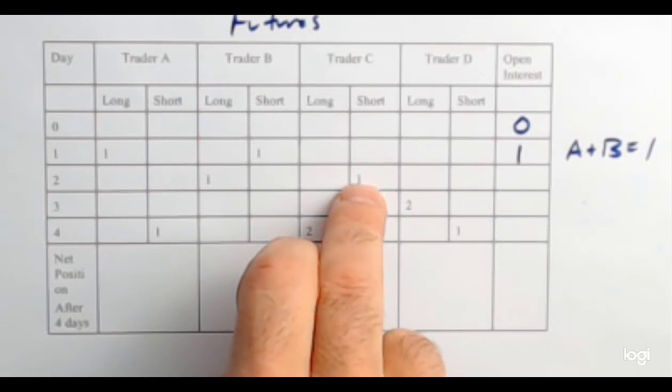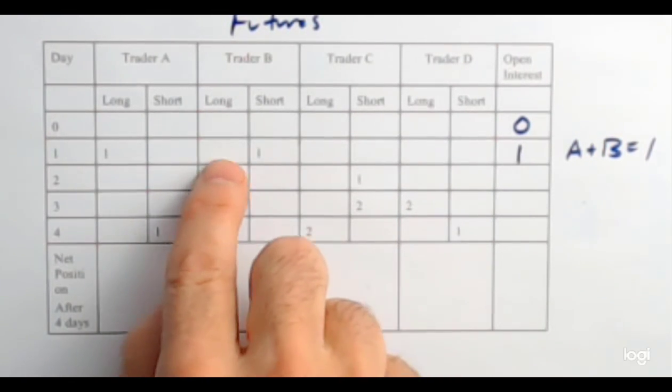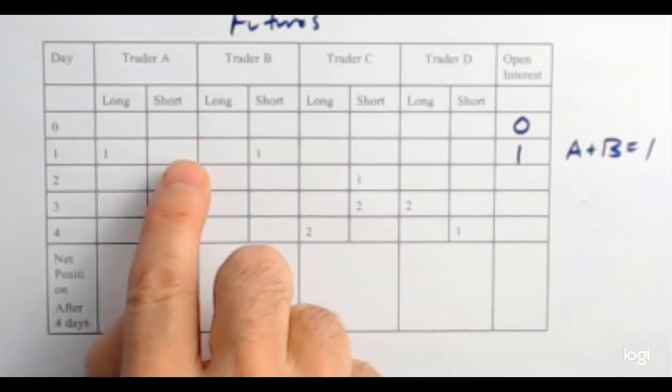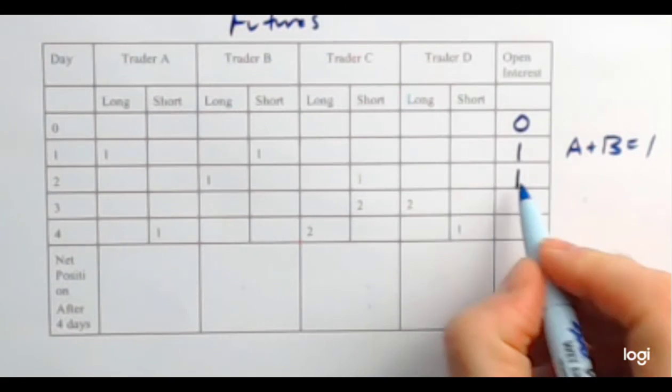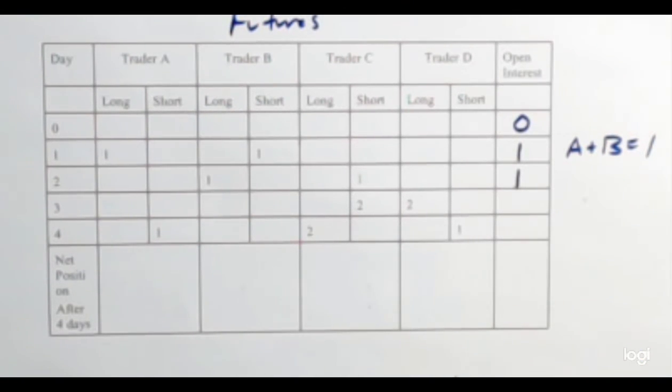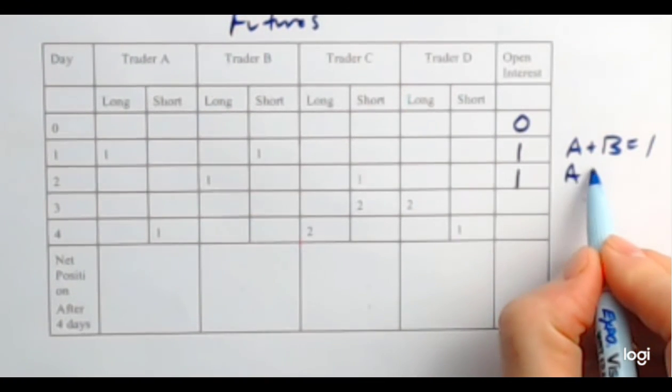And so who is long then? Well, it can't be B because B offset. It's got to be A. So there's one open transaction, open interest, and that's between A and C.